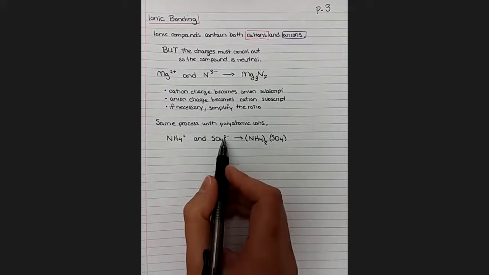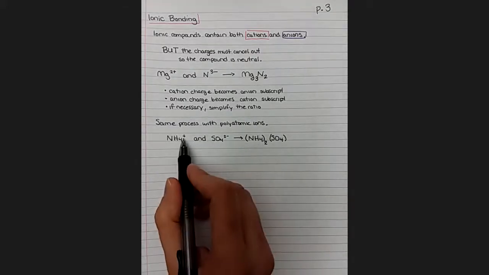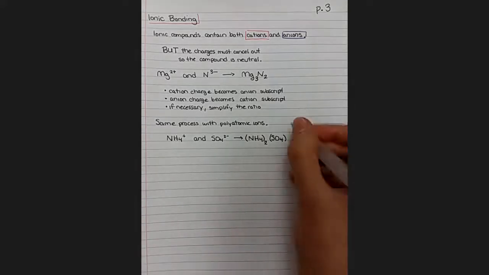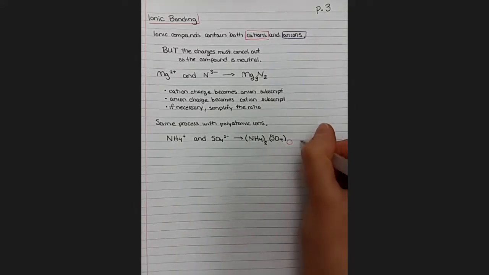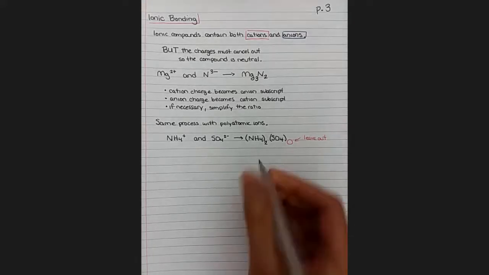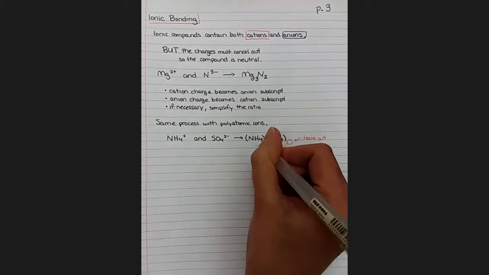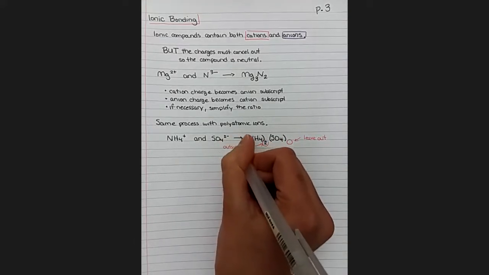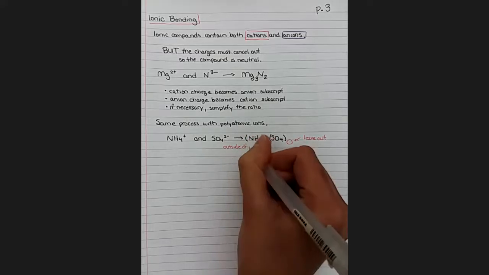So the 2 from the sulfate goes under the ammonium, the 1 from the ammonium goes under the sulfate, but if it's a 1, we technically don't need to write it. It's usually left out. So we'll just leave it out. And then here, this subscript 2 for 2 cations, that goes outside of the parentheses.